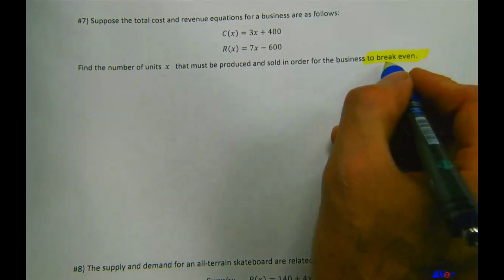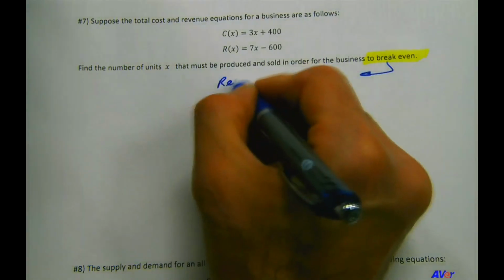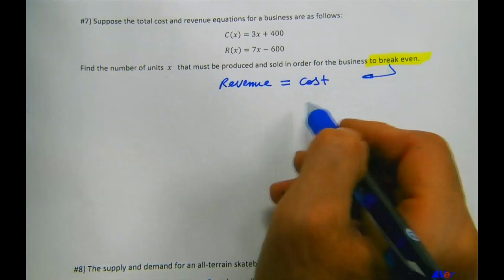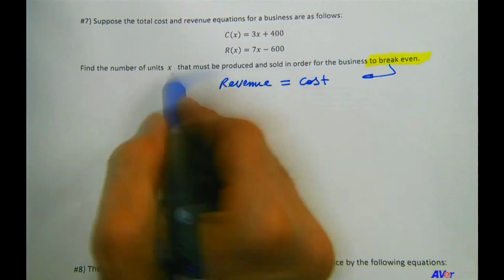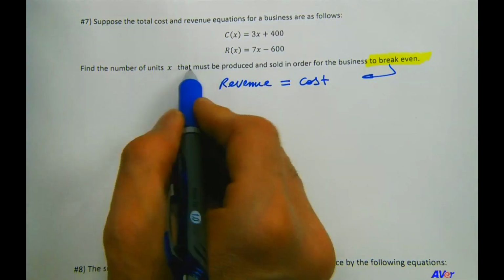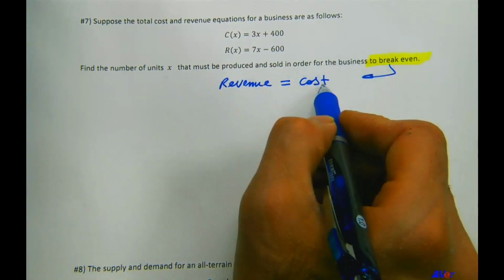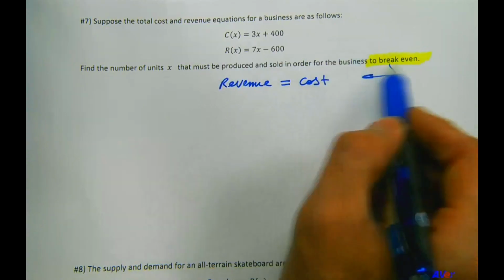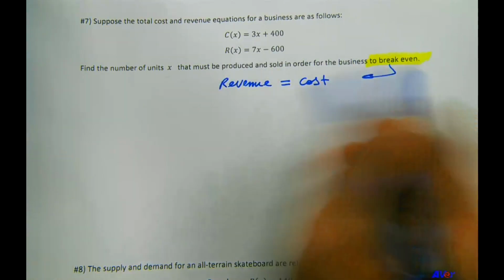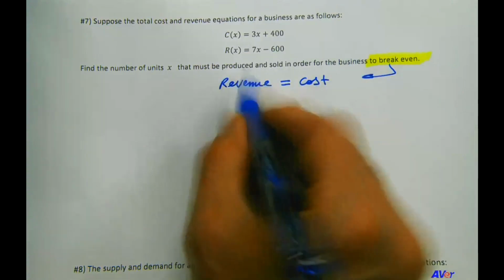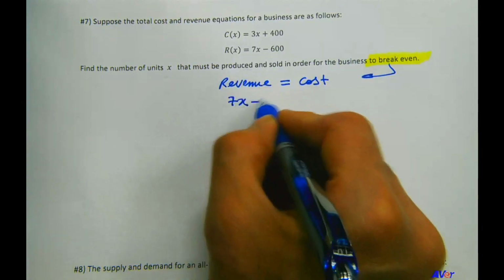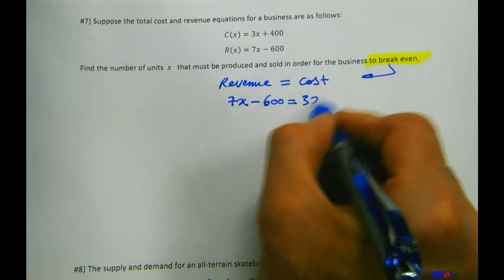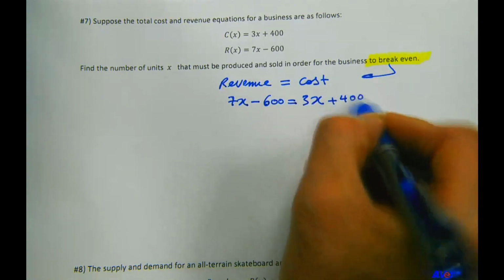So at break even, revenue equals cost. Okay, and they want us to find X, or the units produced and sold at break even. Well, we can just set these two equations equal to each other because we know that's what happens at break even. Revenue equals cost. So revenue is 7x minus 600 equals the cost, which is 3x plus 400.